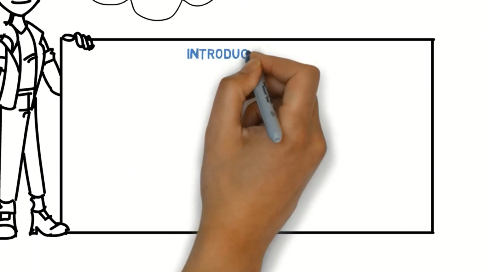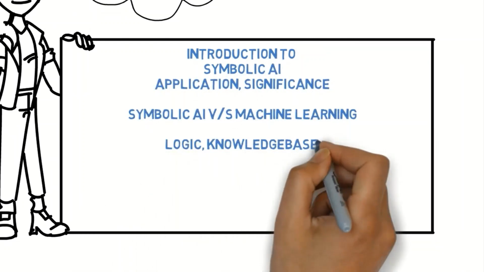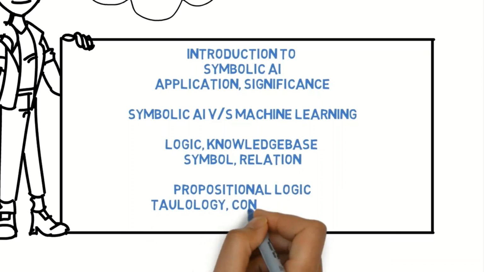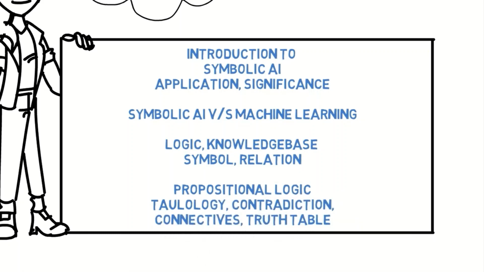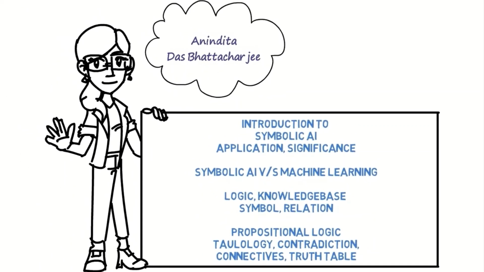In this video lecture, I am going to cover Symbolic AI and its application, Symbolic AI versus machine learning, logic, symbol, knowledge-based relation, propositional logic, tautology, contradiction, and truth table.